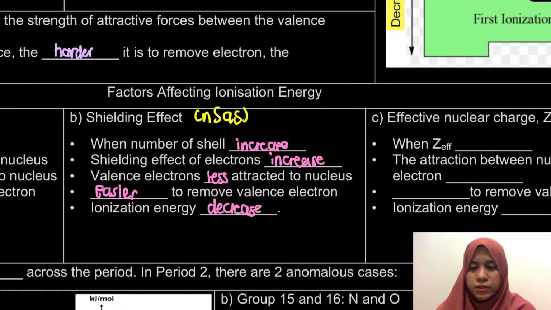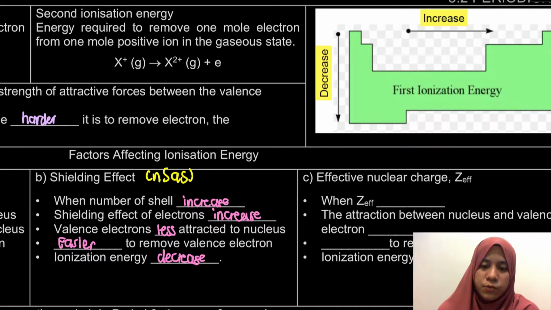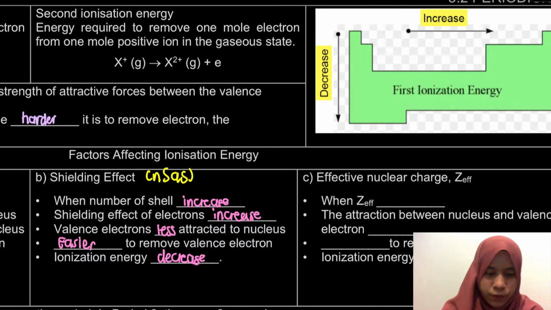Okay, so here, as you can see, the pattern for the first ionization energy. Down the group, we're going to talk about the shielding effect, which makes the ionization energy decrease. So I'm going to write down the group.